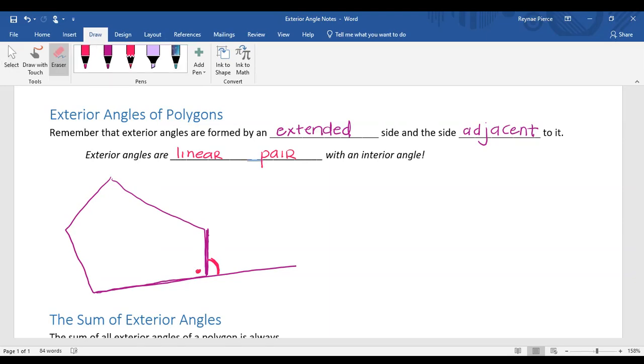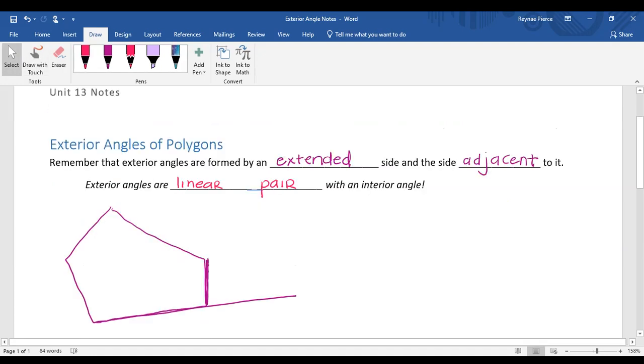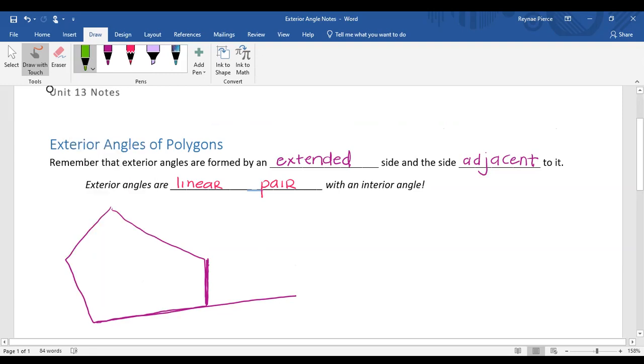Okay, so for instance, if I let this interior angle be A and this exterior angle be B, whatever A plus B was has to be 180 degrees because linear pairs are supplementary.